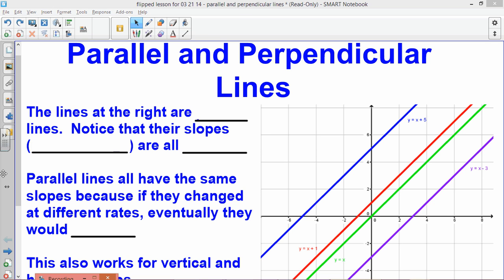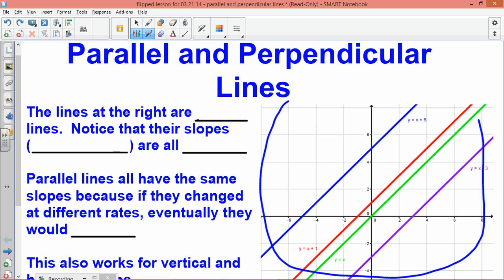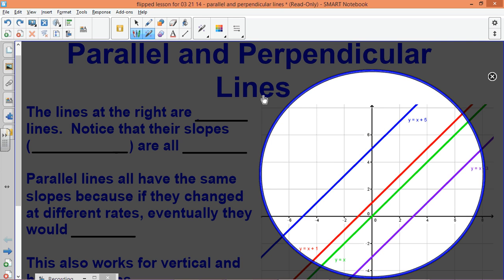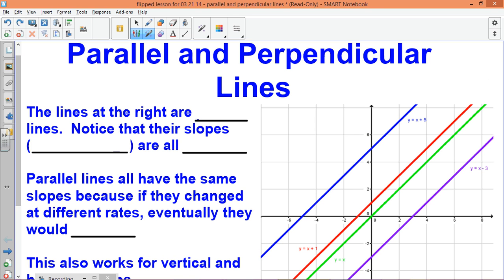We start with a whole bunch of lines to the right here. There they are. They all appear to not be touching. This is because all of the lines to the right are called parallel, which means they never touch. Notice their slopes, or another word for slope, rate of change, are all the same. You can look at that right here.